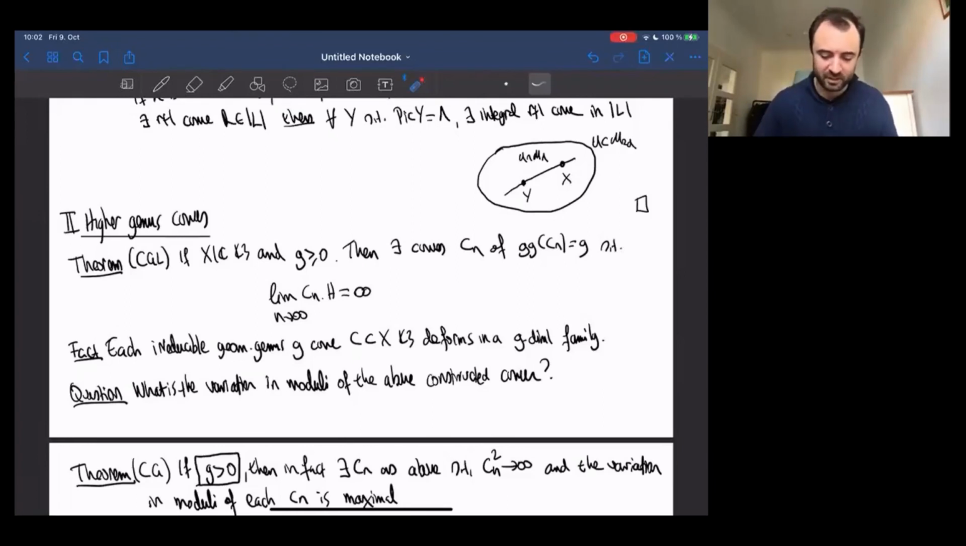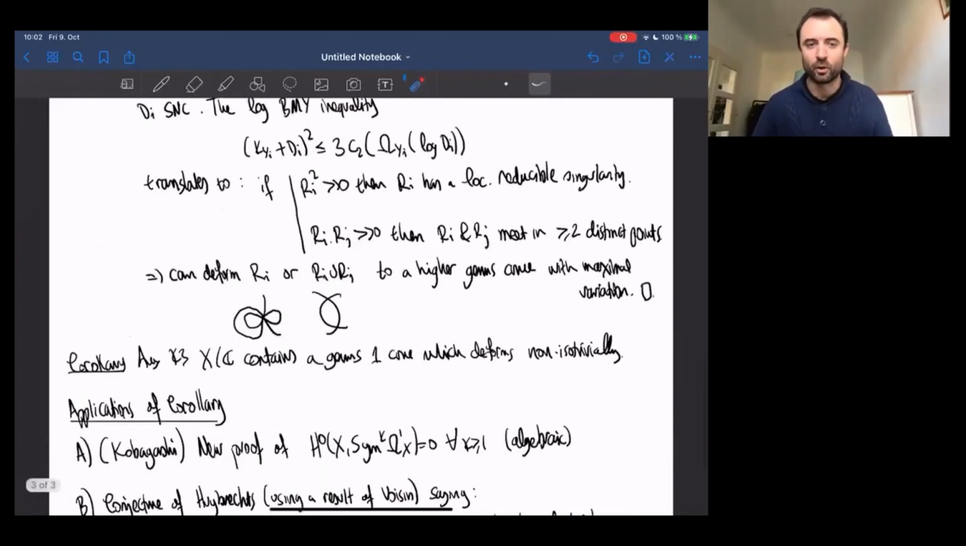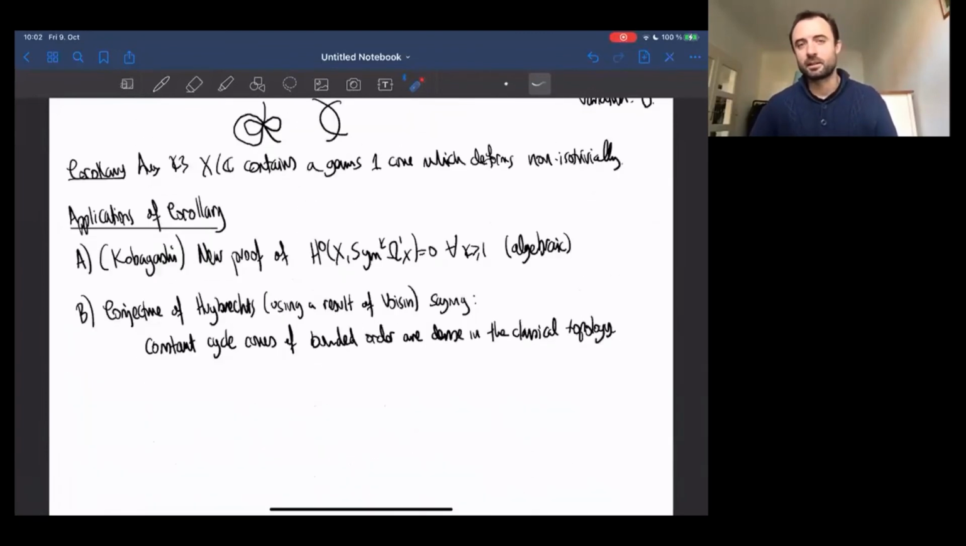I think this is part of the motivation of this conjecture of Huybrechts. We don't know that rational curves themselves are classically, analytically dense, but what is another weaker thing that we can ask? That is these constant cycle curves, which are higher genus analogs of rational curves. But I don't want to get into this.